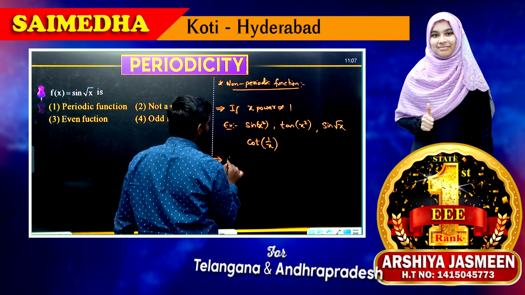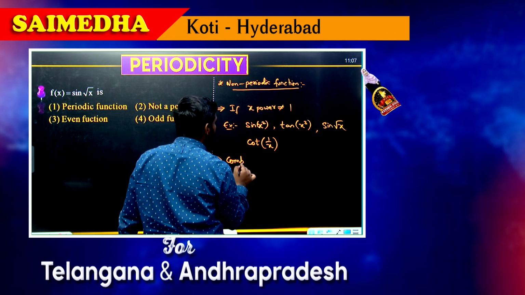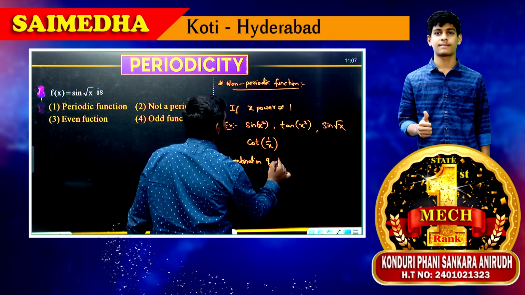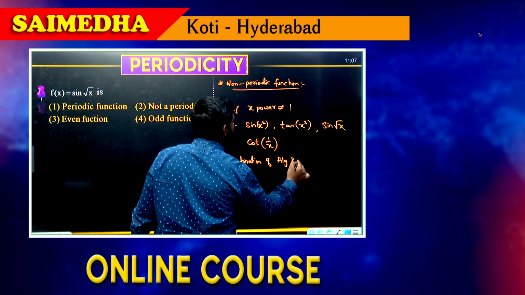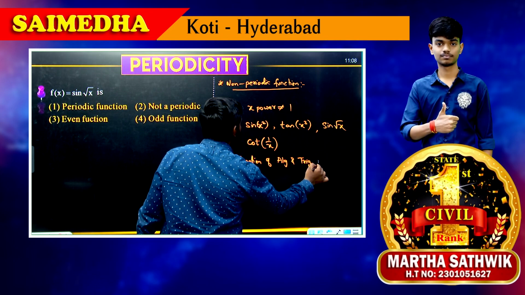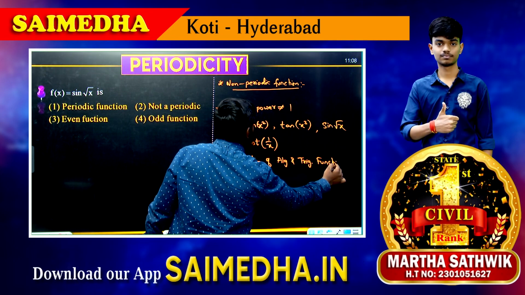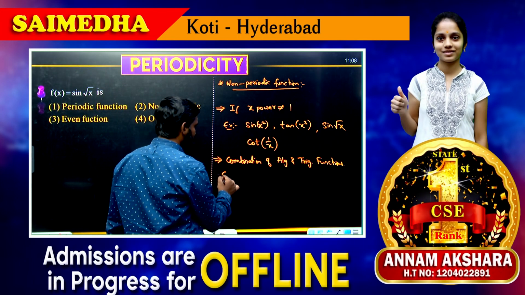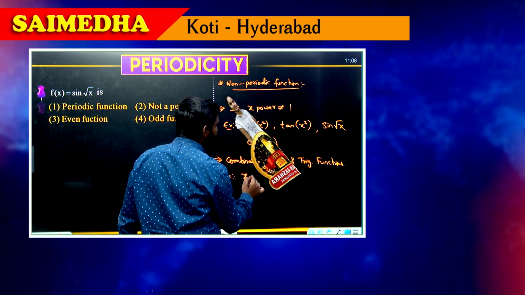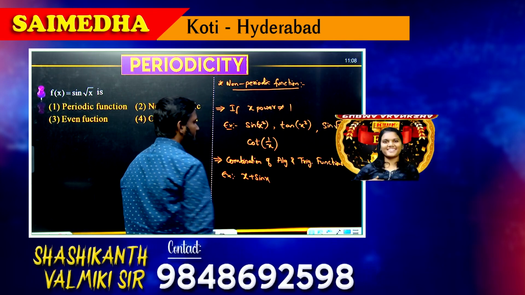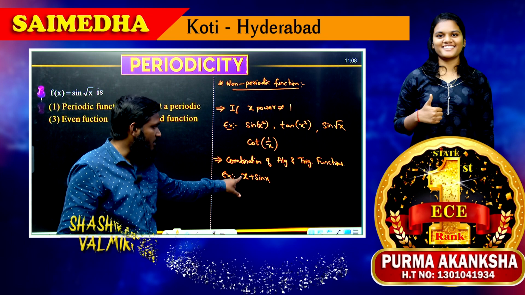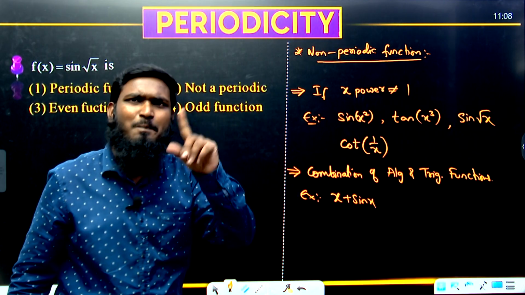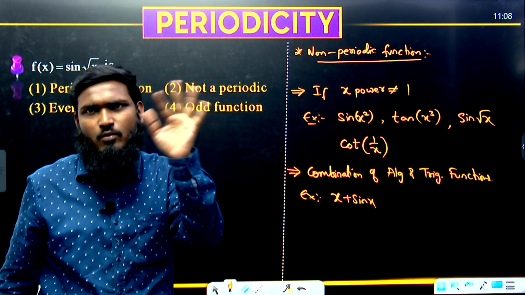Now the second condition is a combination of algebraic and trigonometric functions. Combinations of algebraic and trigonometric functions. Let us take some examples over here. Now what we are taking is x plus sin x. X plus sin x means algebraic and trigonometric, combined with plus, minus, into, divide, whatever it may be.